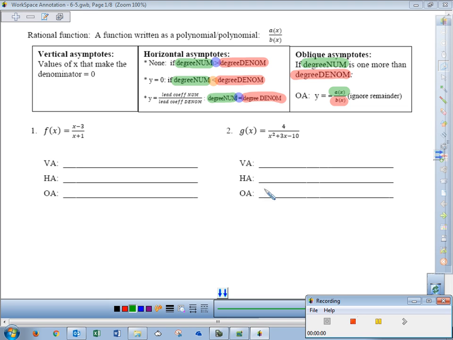All right, this is lesson 6.5. Today we're talking about rational functions. So the difference between a rational function and a polynomial is, if you look at number 1 and number 2 here, you've got stuff in the denominator. You've got x's in the denominator.